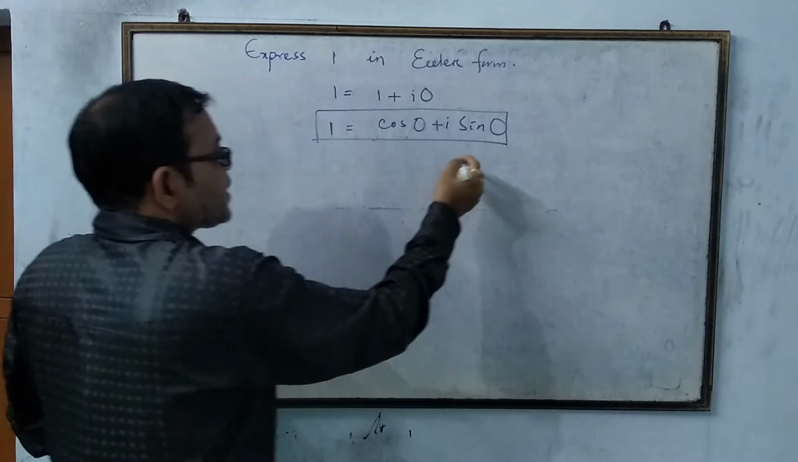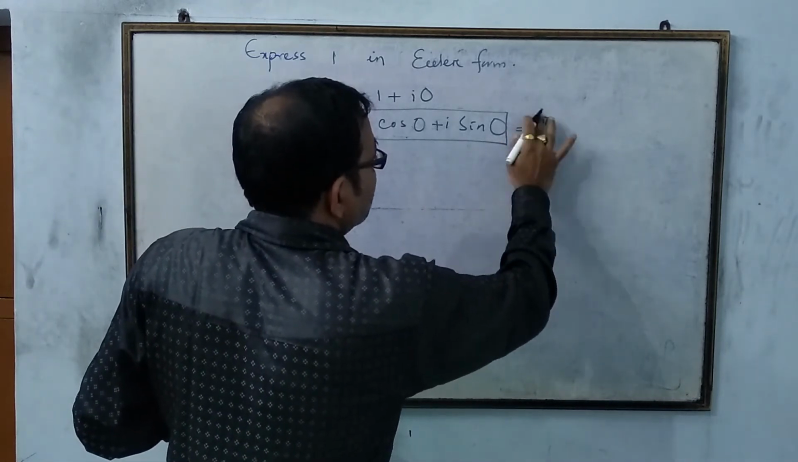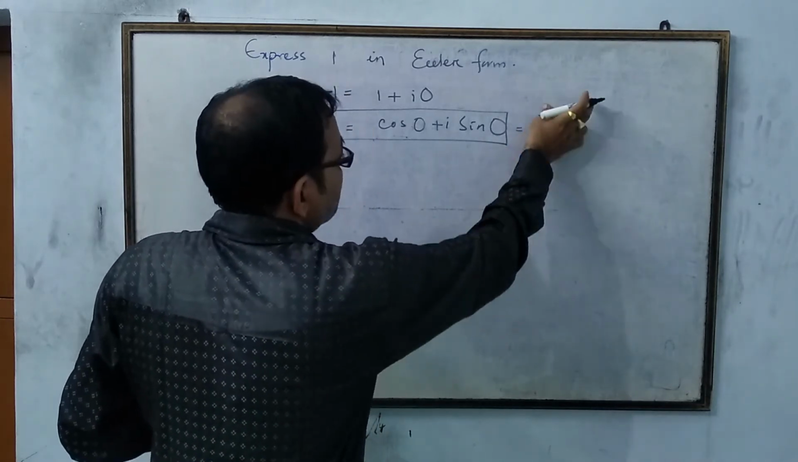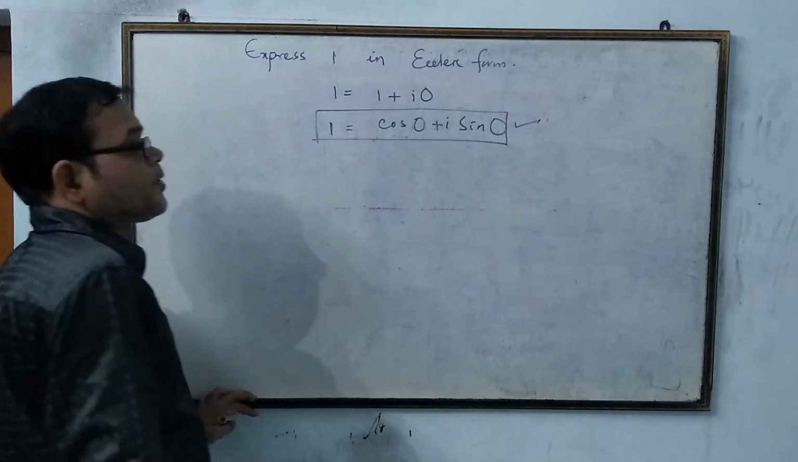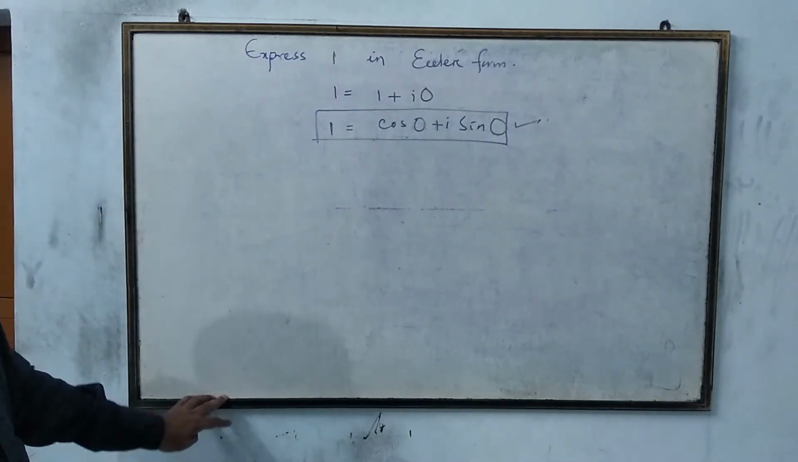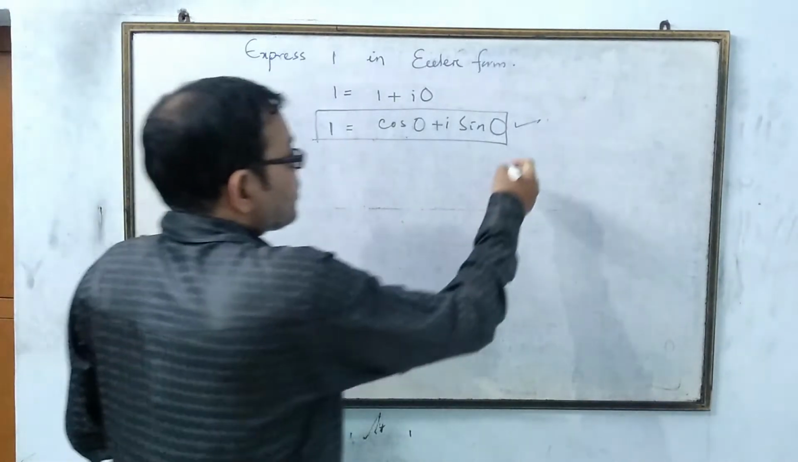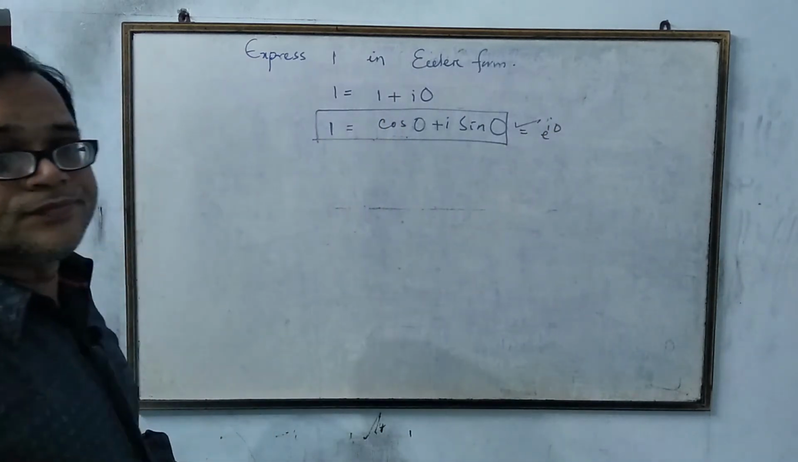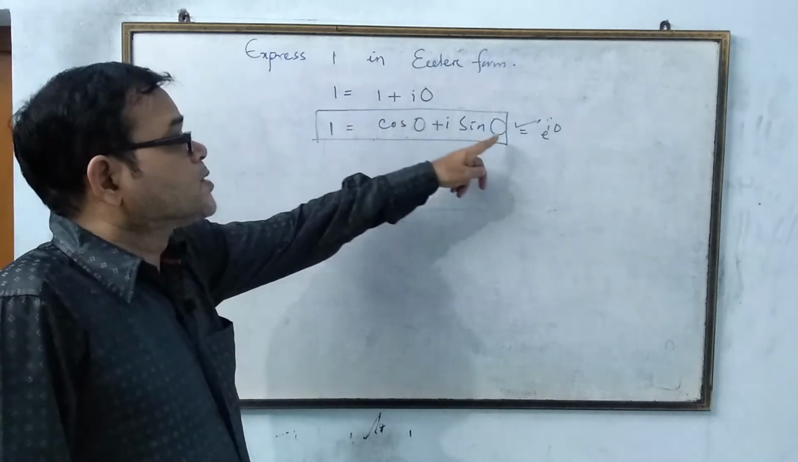Or you can write it as e to the power i into 0. This will be the representation of 1 in the Euler form, e to the power i 0. Yes, write it, there is no problem. It is e to the power i theta, where theta is equal to 0 because 1 is equal to cos 0 plus i sin 0.